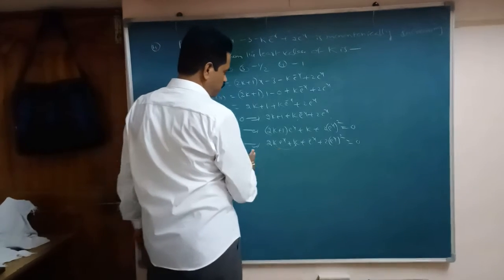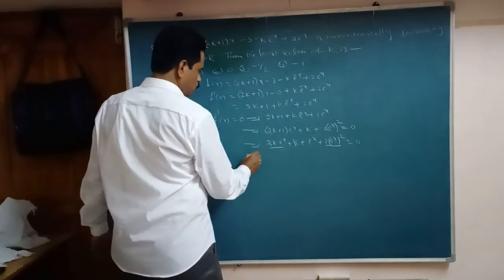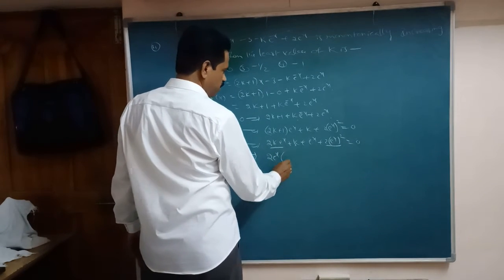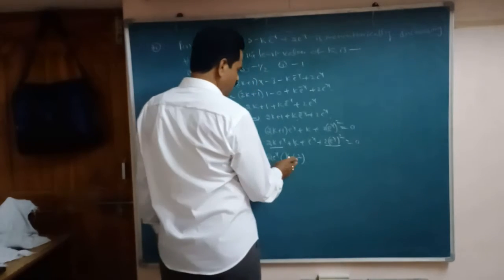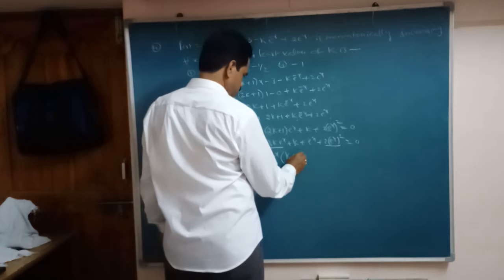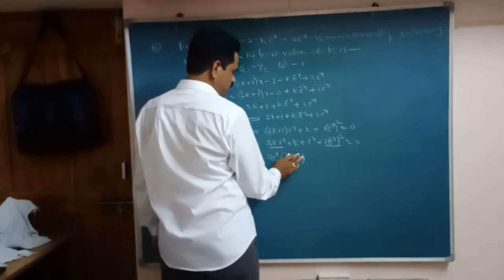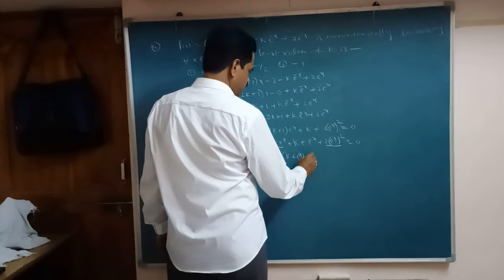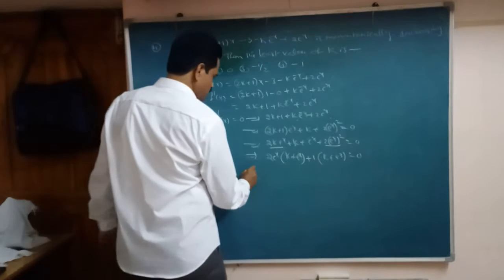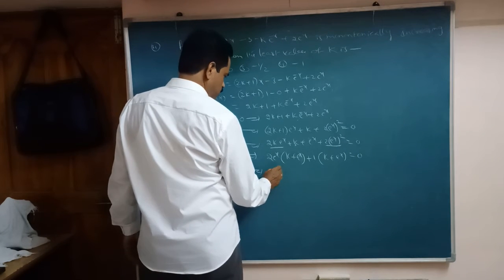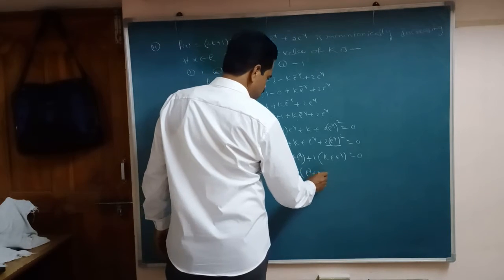See here, 2 e power x is there. 2 e power x common. Remaining what here? K plus 2, K plus 1. K plus how much here? 1. 2 e power x common, e power x common. K plus e power x plus 1 common, K plus e power x. So that implies it will become 2 e power x plus 1 into e power x plus k.